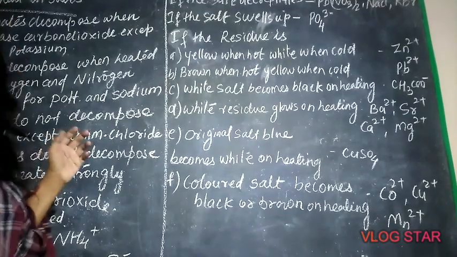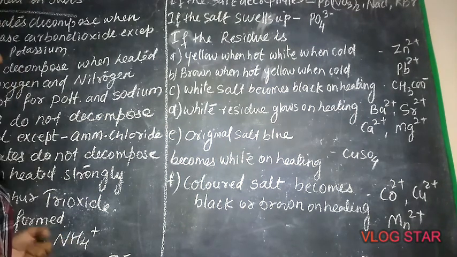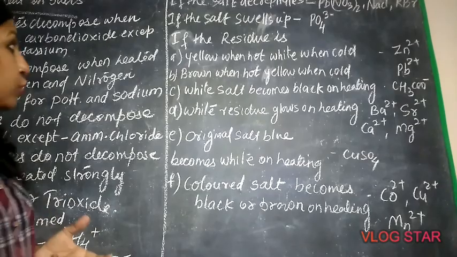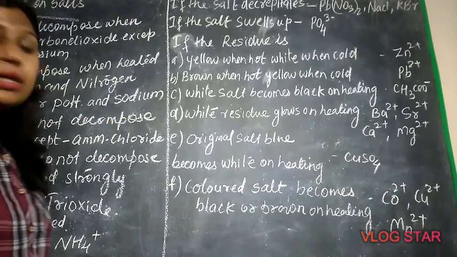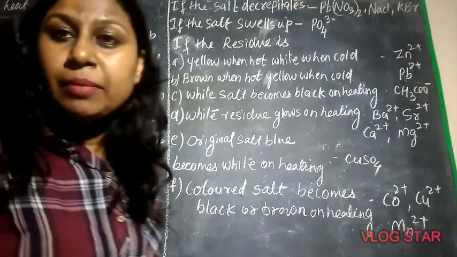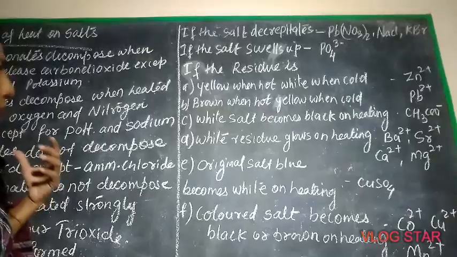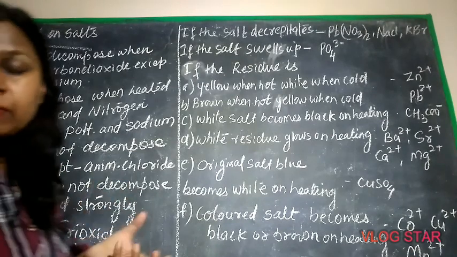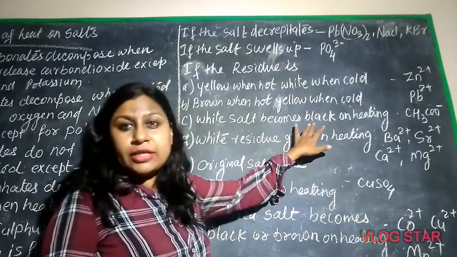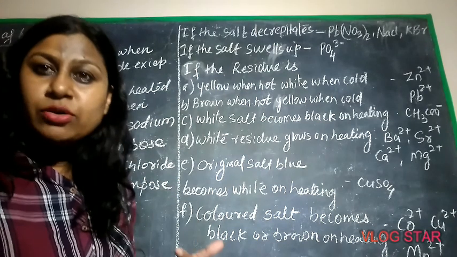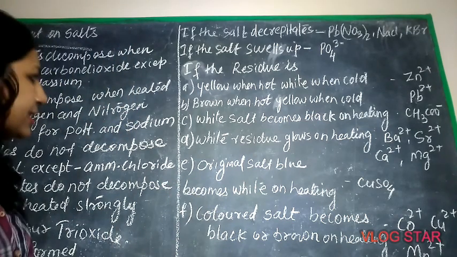if the residue is yellow when hot and white when cold, maybe Zn2+. If the residue is brown when hot and yellow when cold, maybe Pb2+. If the salt was white and on heating the residue becomes black, maybe that is CH3COO-, the acetate ion.